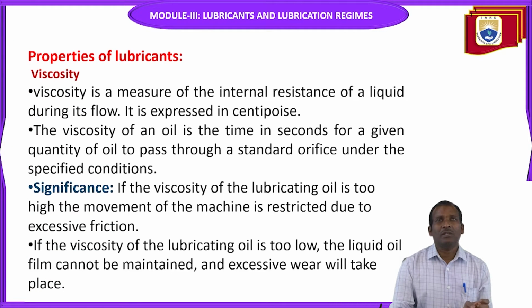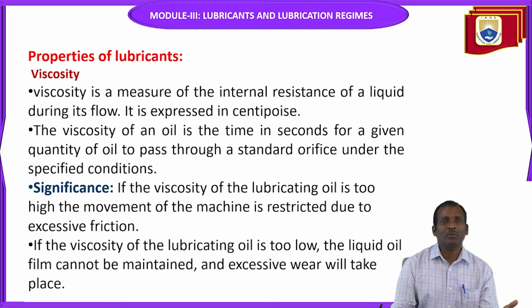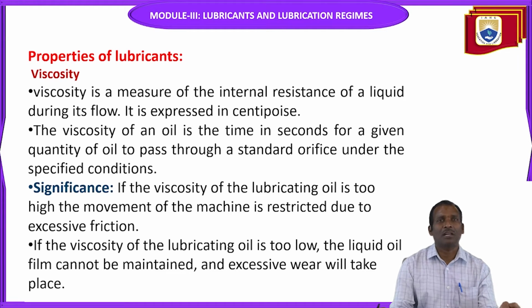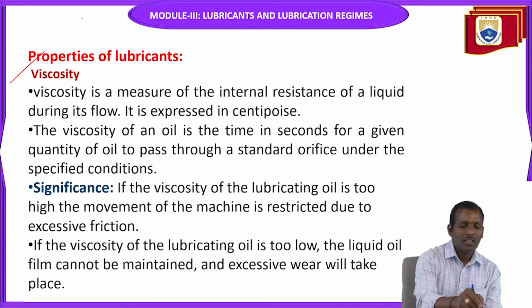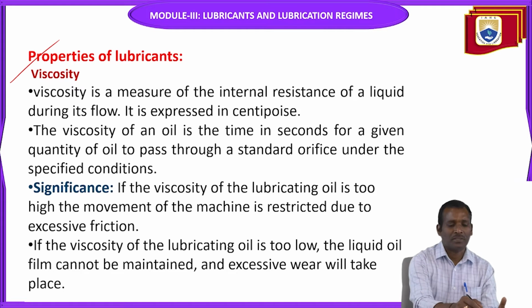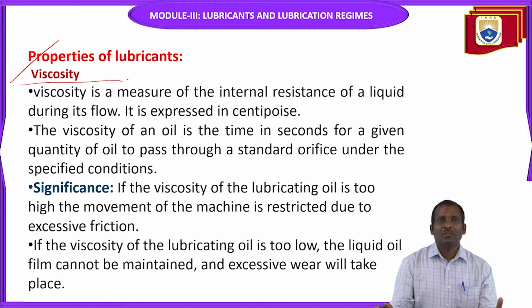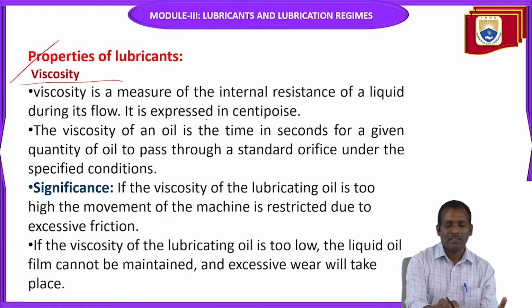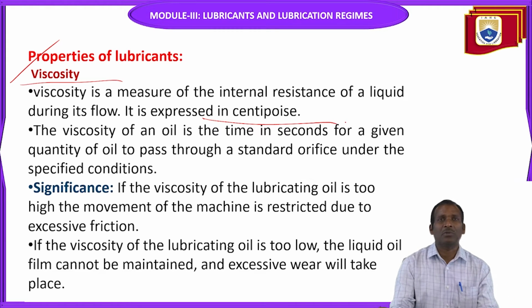Next, what are the important properties of lubricants? Up to now, we have seen the functions of the lubricant. Now, properties. In lubricant properties, the first important property is viscosity. Viscosity is a measure of the internal resistance of a liquid during its flow. It is expressed in centipoise. The centipoise is the unit of viscosity. So viscosity indicates the internal resistance of a liquid during its flow, the flow resistance.